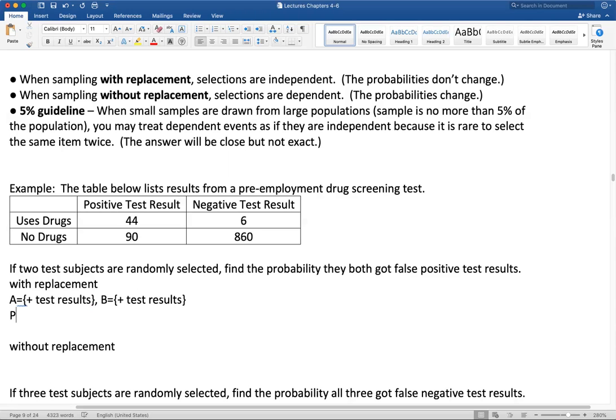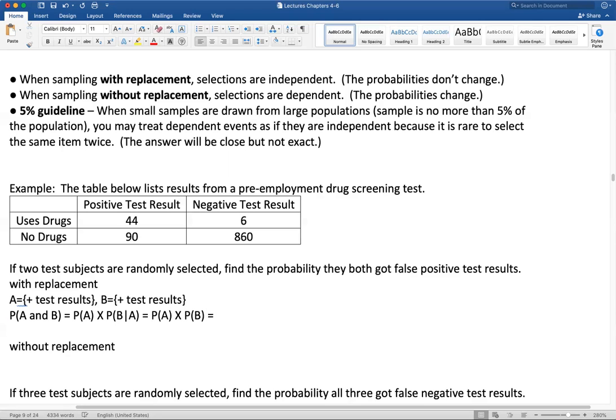Okay, then we're going to find the probability of A and B, because the problem says to find the probability they both got a first positive test result. So this is going to be P of A times the probability of B given A. But since it says with replacement, the conditional probability is going to be equal to the probability of B. So this is equal to P of A times P of B.